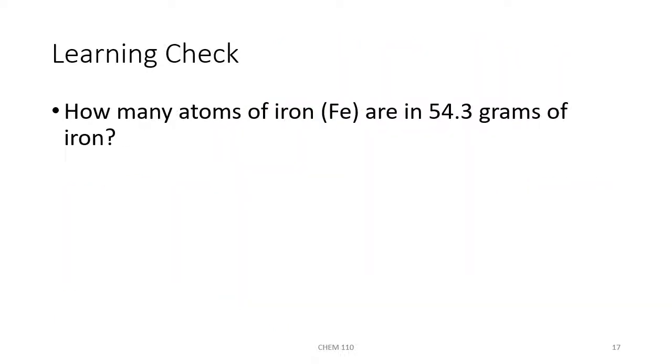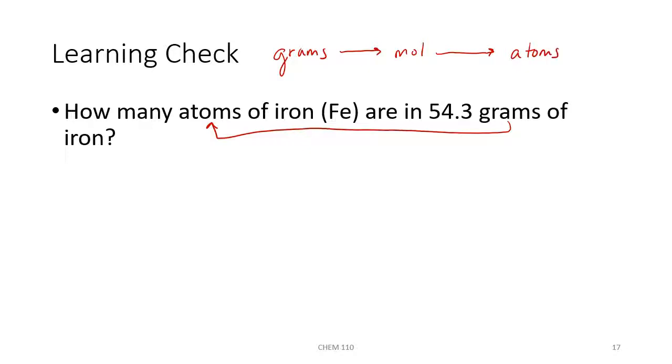Let's try another example. How many atoms of iron are in 54.3 grams of iron? So now we're going to work the other way around. We're starting with a mass, so we're starting with grams, and we want to take our grams and convert them to particle units of atoms. But first we have to stop in units of moles because that's our middle ground, and then from moles we can go to units of atoms. To convert between grams and moles, we'll need the molar mass for our substance, which is iron in this example. And then to go from moles to atoms, we'll need to use Avogadro's number.